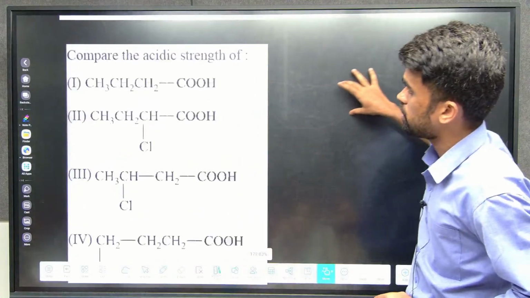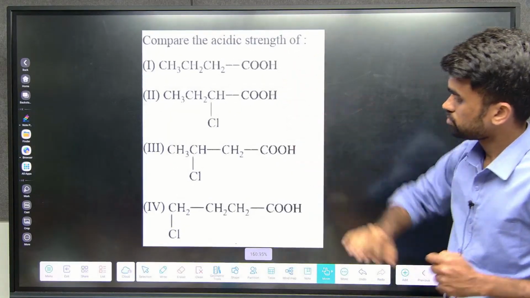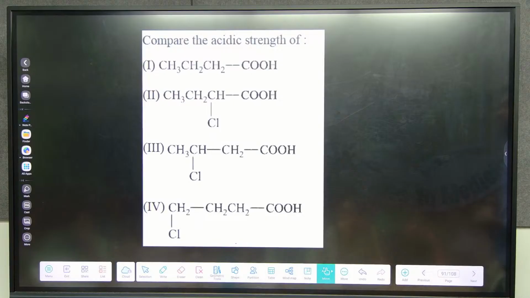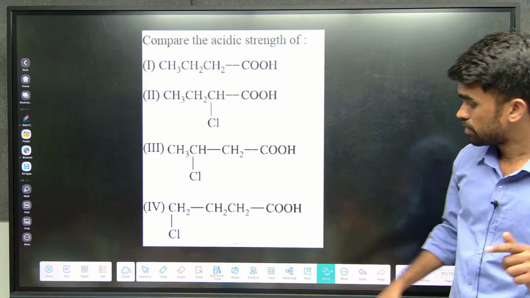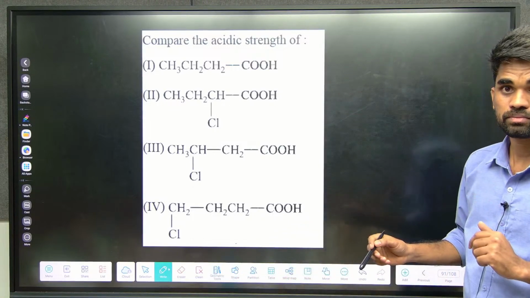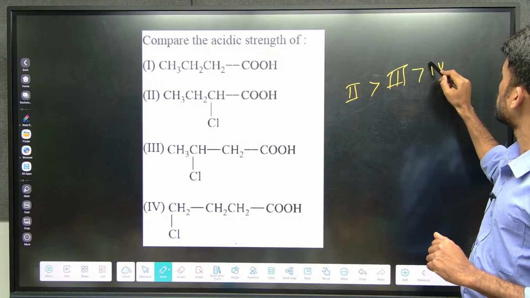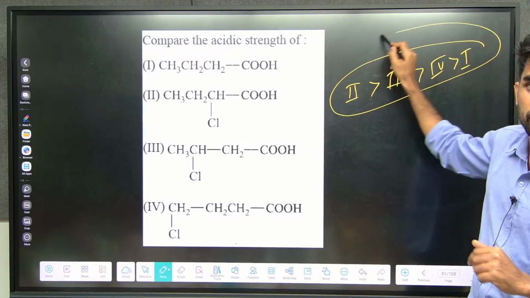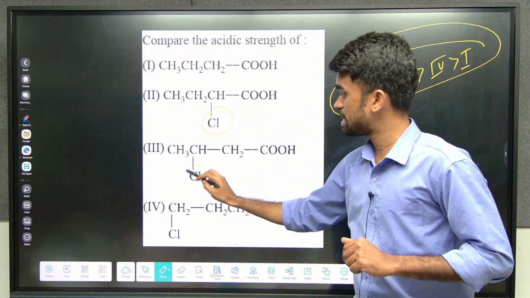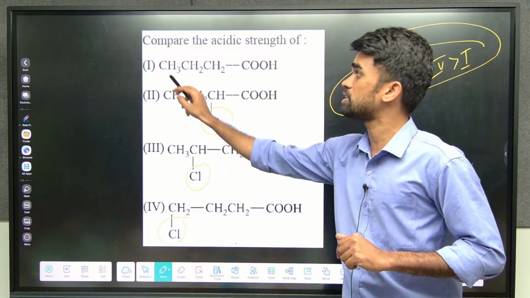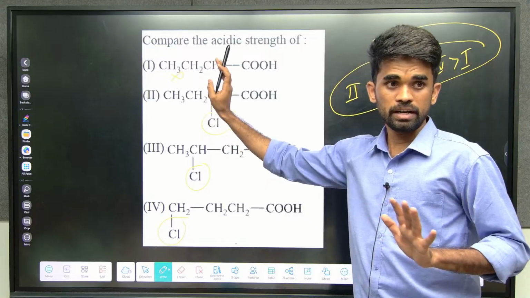Now answer me this question. I know you will easily answer this. Fast, fast, please. Which is more acidic? I just want the order. Perfect, perfect. 2, 3, 4. Everyone got this? Because the distance is increasing, it is farther, and there is no group here. Right? Clear? Right. Next.